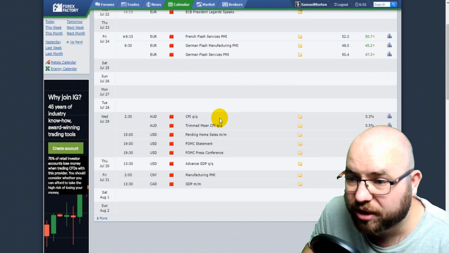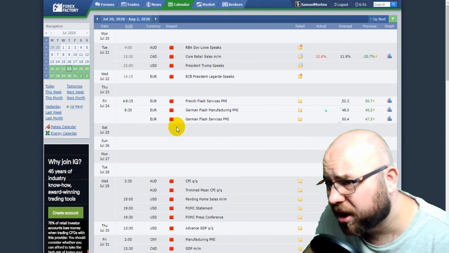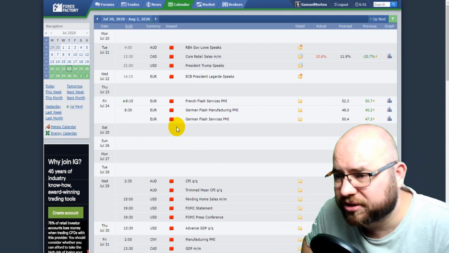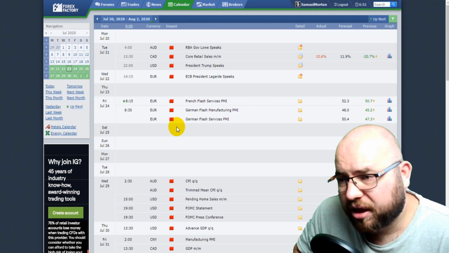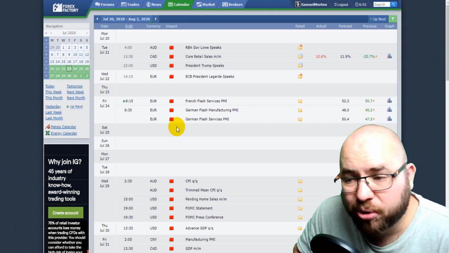Next week, we have Australian dollar news, US dollar news on Wednesday, and so forth. Now, the way I use this calendar is two reasons, really. It's two ways I use this calendar. First of all, I use the calendar to help me know whether to keep positions open or not, and to adjust positions.